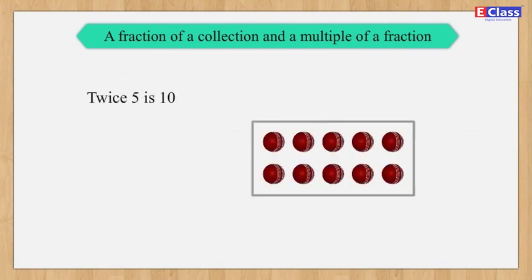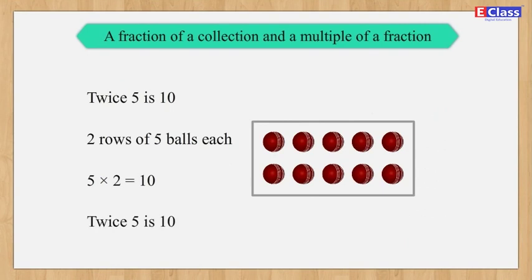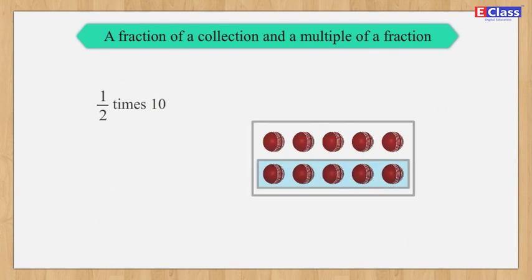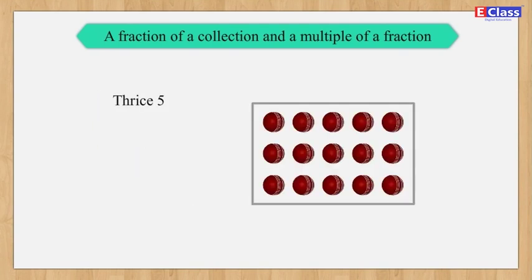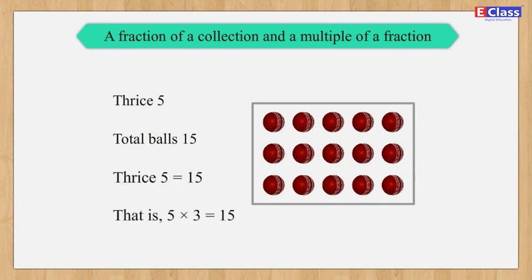Twice 5 is 10. 2 rows of 5 balls each. 5 multiplied by 2 is equal to 10. 1 upon 2 times 10. 1 upon 2 of 10 is equal to 5. Thrice 5. Total balls 15. Thrice 5 is equal to 15. That is, 5 multiplied by 3 is equal to 15.